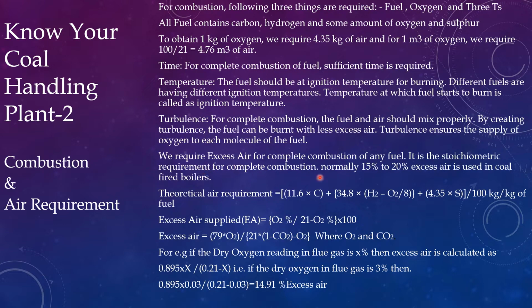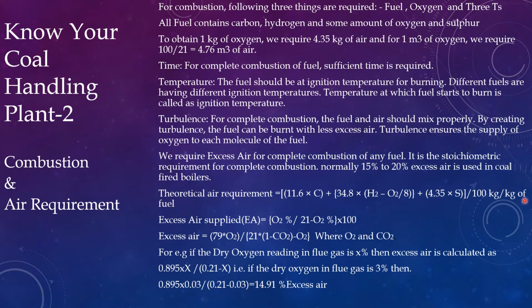We require excess air for complete combustion of any fuel. It is a stoichiometric requirement for complete combustion. Normally 15 to 20% excess air is required in coal-fired boilers. Theoretical air requirement can be calculated by this formula: [11.6 C + 34.8 (H2 - O2/8) + 4.35 S] / 100 kg per kg of fuel.